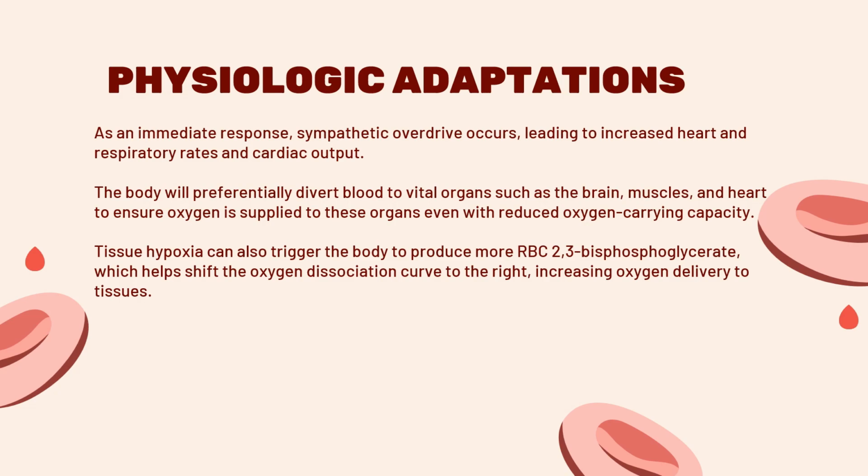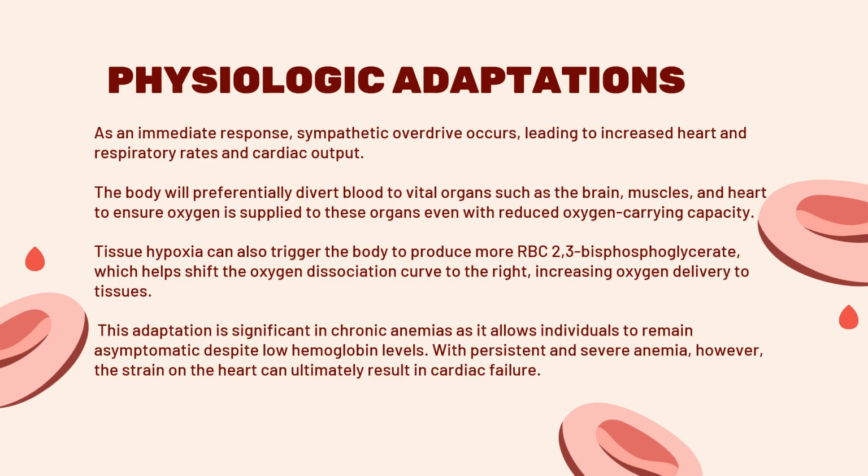Tissue hypoxia can also trigger the body to produce more RBC 2,3-bisphosphoglycerate, which helps shift the oxygen dissociation curve to the right, increasing oxygen delivery to tissues. This adaptation is significant in chronic anemias as it allows individuals to remain asymptomatic despite low hemoglobin levels. With persistent and severe anemia, however, the strain on the heart can ultimately result in cardiac failure.